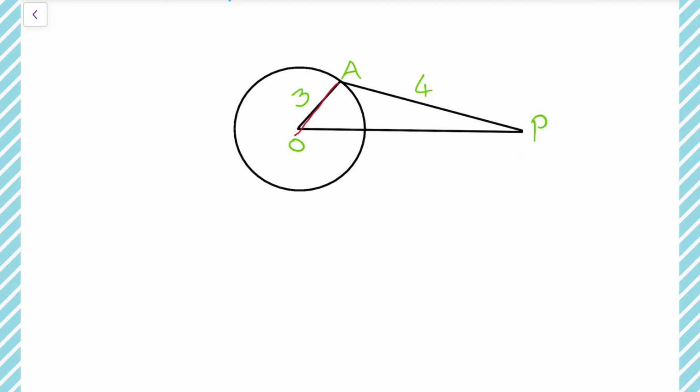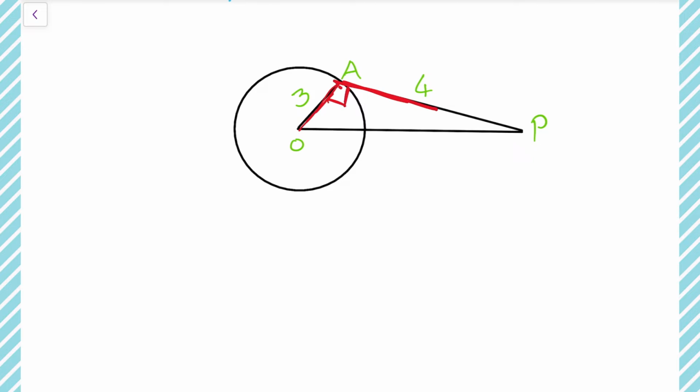OA is the radius of the circle and AP is the tangent of the circle. Then we need to find this OP measurement, that is, point P which is outside of the circle, and its distance from the center of the circle. So if you observe this clearly, wherever the radius is touching the tangent, this is the radius and this is the tangent, right? These two are touching each other at this point, then that will be 90 degrees always.